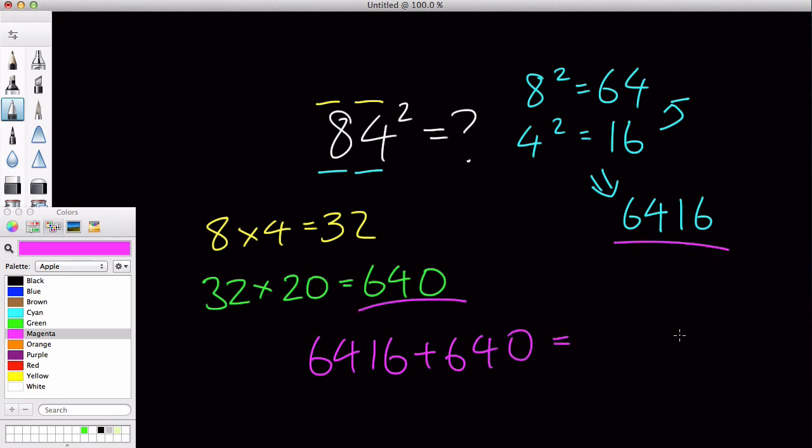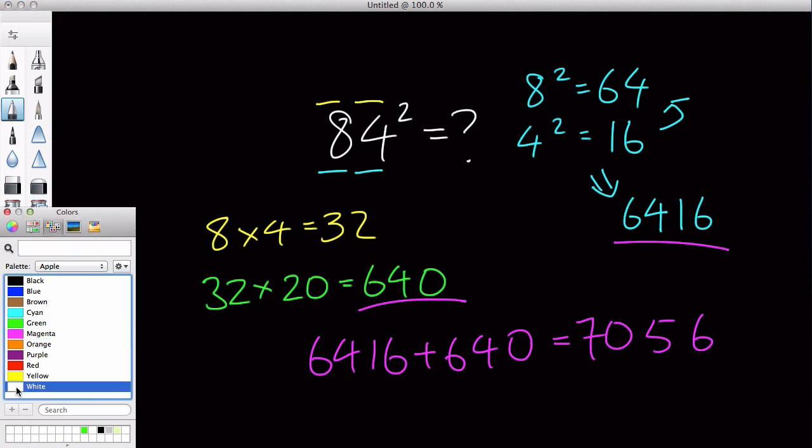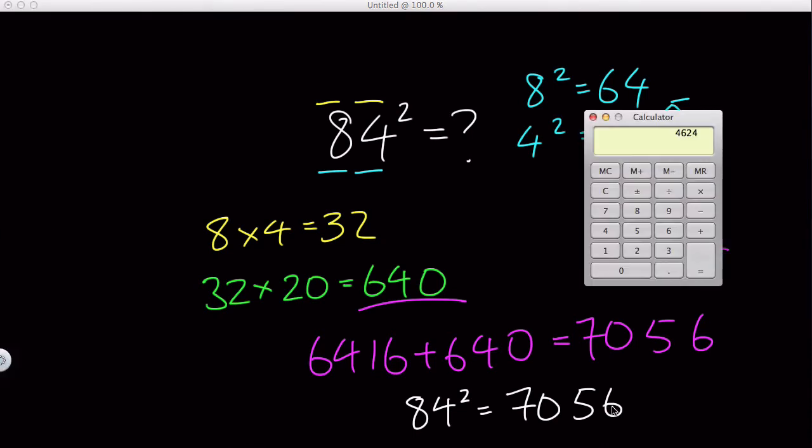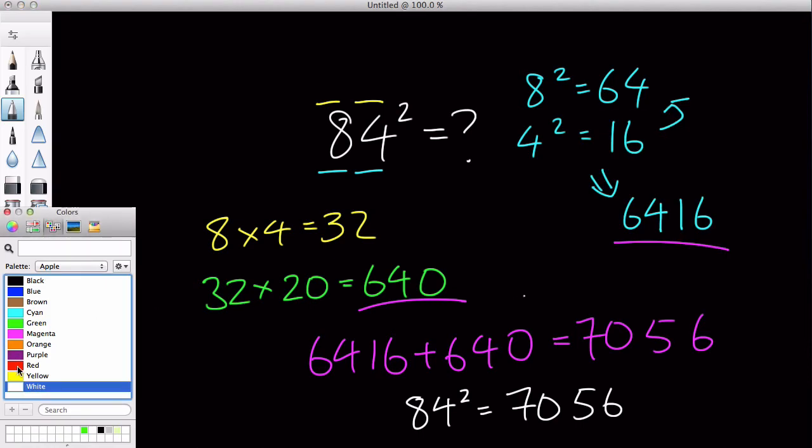Hopefully I'm going to get this right. If my calculations were correct, because I'm confident that my method is correct, 84 squared equals 7,056. So let me get my calculator again and do 84 times 84, which equals 7,056. Yay! I could give myself a big red tick.